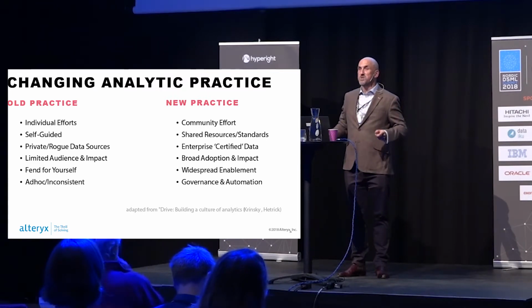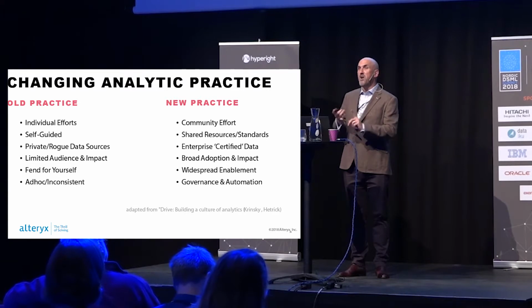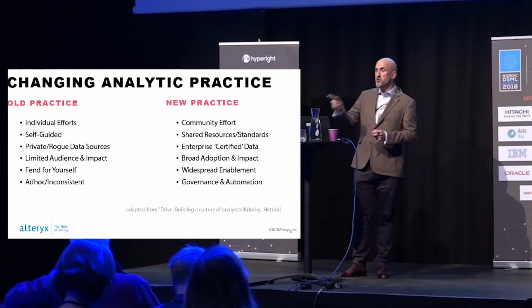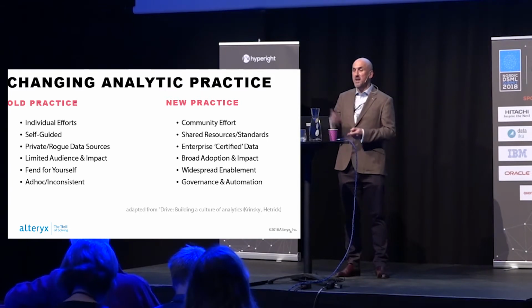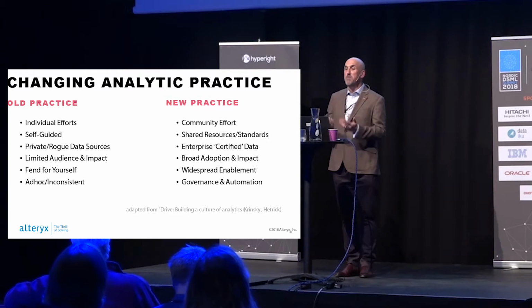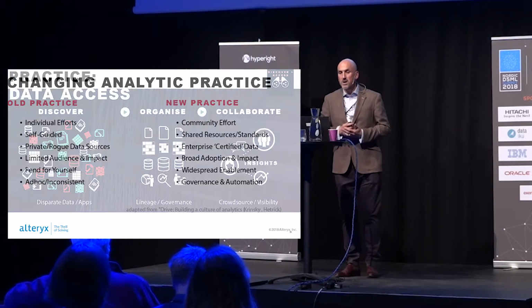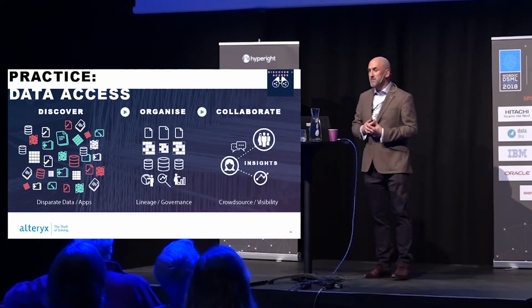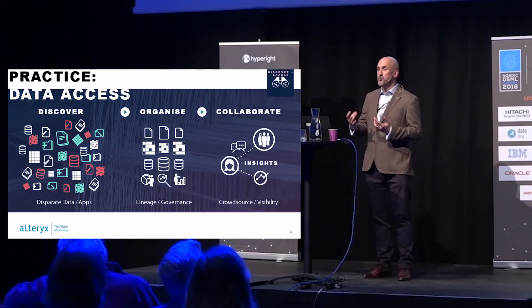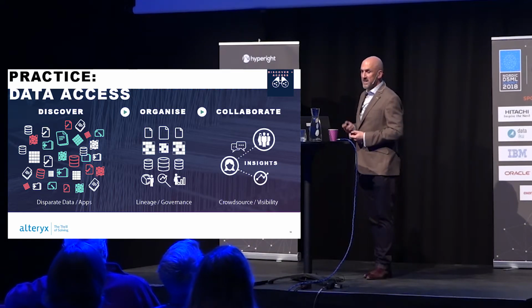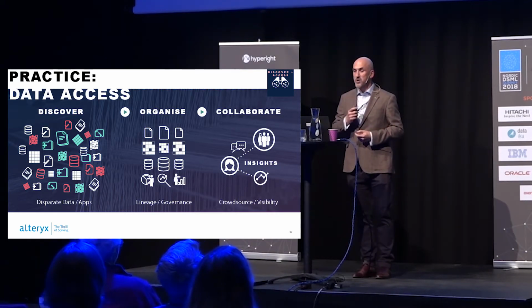So, to finish off my talk today, my last 5 minutes, I've identified 7 cultural practices that'll help you bridge that gap between your analysts, your data science groups, and your technology groups who have to keep everything running smoothly. So first of all, practice number 1, data access. We need to make sure that a strong analytic culture enables the following 3 things: discovery, organization, and collaboration.